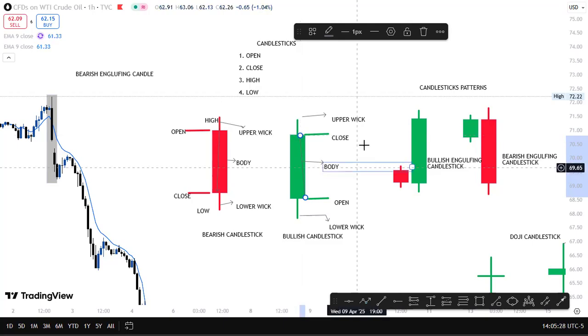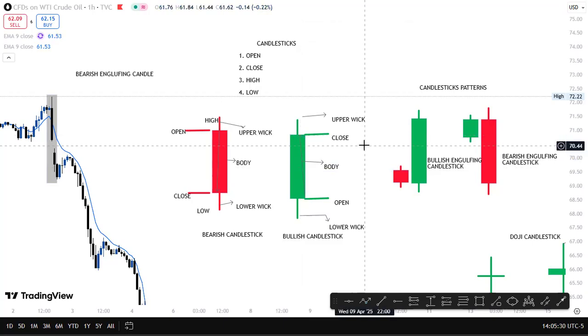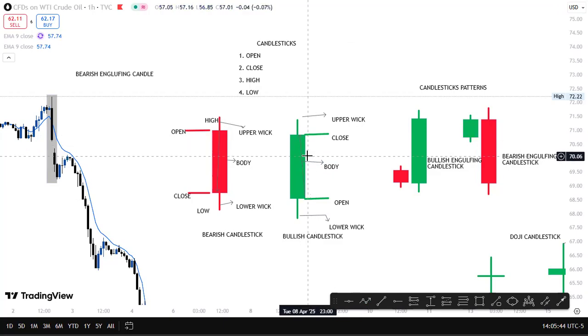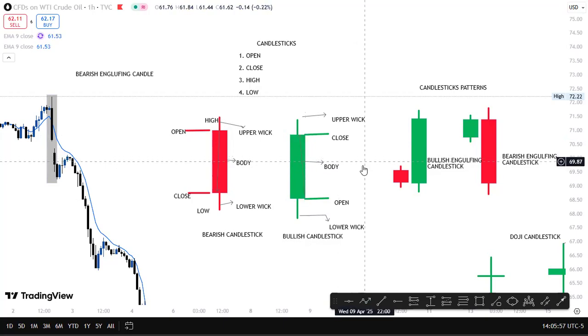So I told you that just like human beings, we have parts of our body, which is the head, the hand, the body itself, the leg, the eyes, the nose, that kind of thing. The same thing goes for these candlesticks. A candlestick has a body and a wick, though not every candlestick has a wick. Most candlesticks just have a body, but surely there must be the highest point the price went to, the lowest point the price went to, and there has to be an open and a close price, right?